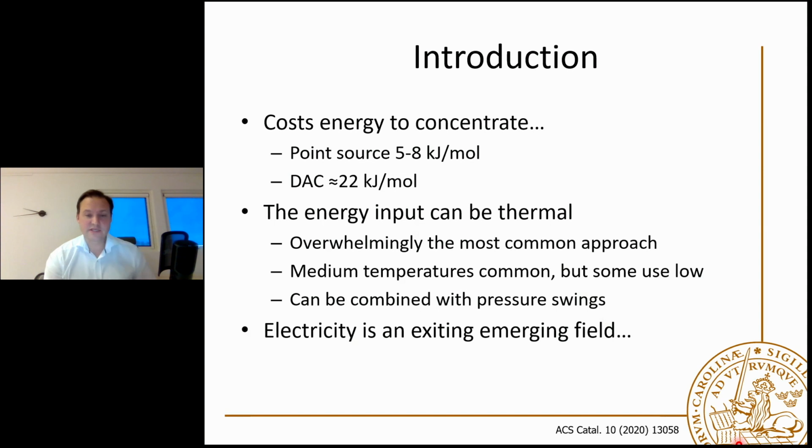And when you do this regeneration, you can also combine it with pressure swings so that you can change pressure and reduce the temperature needed. A very interesting field that I see is when you can use electricity directly. So instead of, like we discussed in previous talks, using CO2 and hydrogen to produce something where the hydrogen is derived from electricity, we can actually use electricity and do in situ reactions directly on the capturing media. So that's very interesting to me.